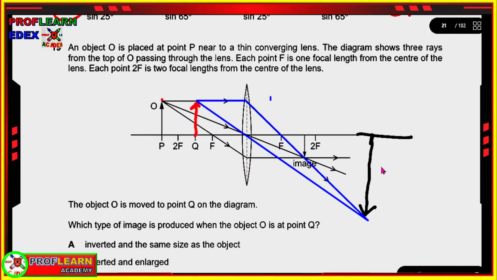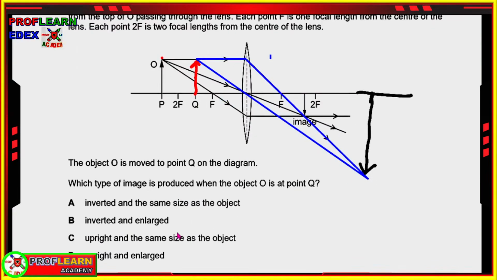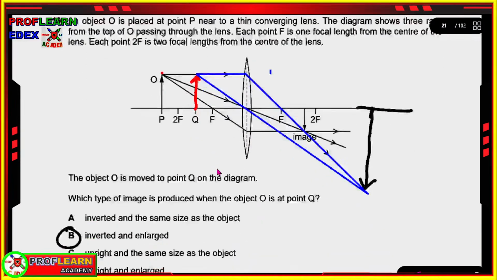So the image is upside down, inverted, and the image is enlarged. Yeah, it's also enlarged. Inverted and enlarged. So the correct answer there is B. Inverted and magnified or enlarged, for question number 19.